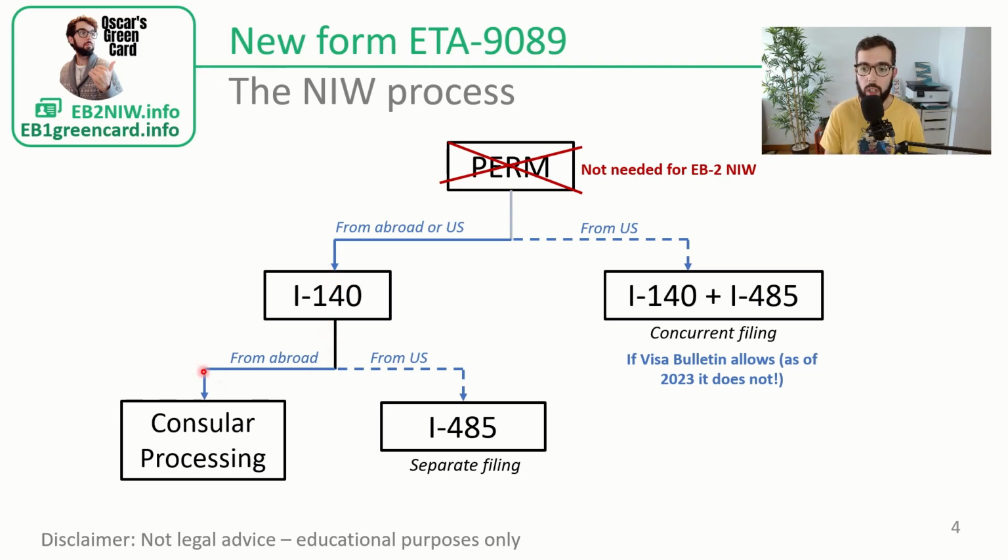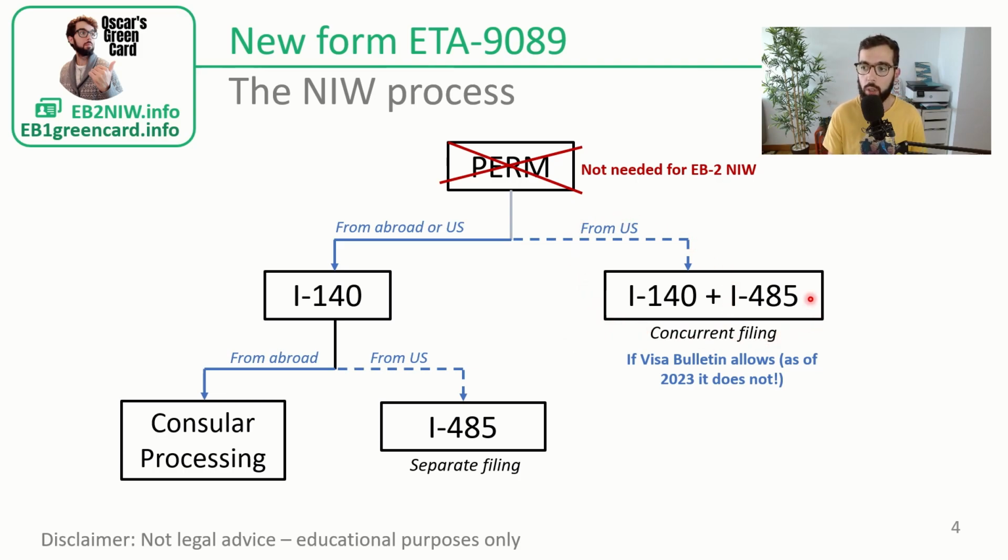If we are abroad, we are going to finish the process once we get the approval through a consulate or embassy, consular processing. If we are in the US, we are going to do what is called an adjustment of status with form I-485, and that's what I call separate filing. Separate filing through adjustment of status is different from concurrent filing.